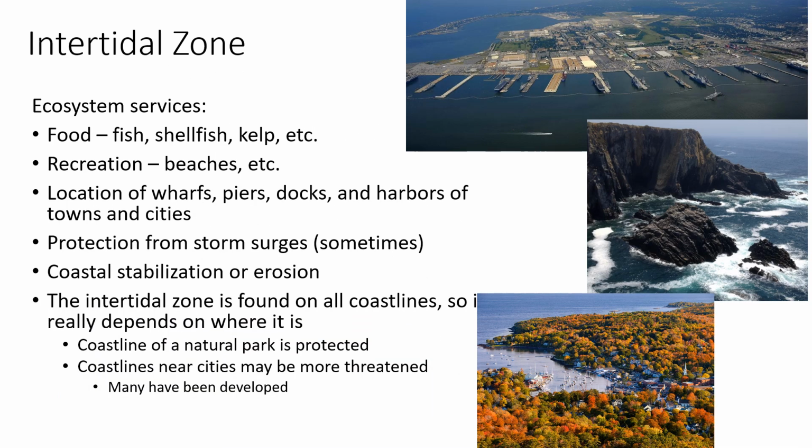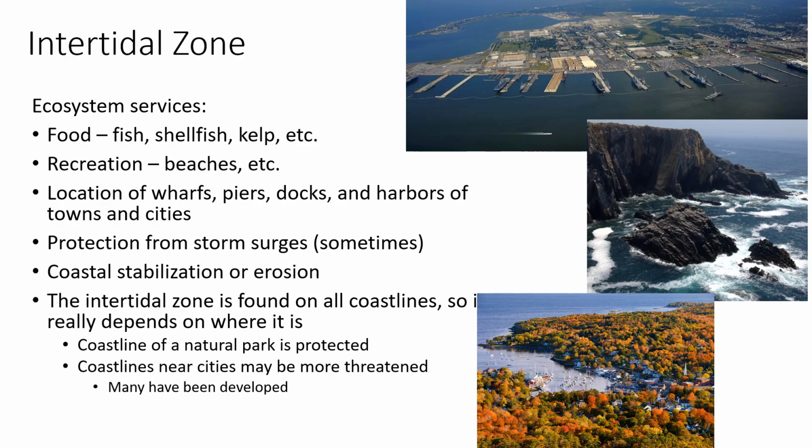Some of the ecosystem services include food, recreation. These are the location of all of our docks, our wharfs, our piers, and our harbors, and it's where we often build towns and cities just off of the intertidal zone. Obviously, we don't build our cities in the intertidal zone, but that's where the docks are. That's where the piers are. So a lot of them have been developed, at least around major cities.